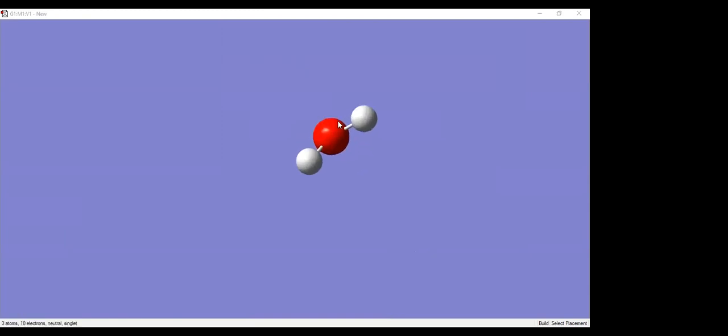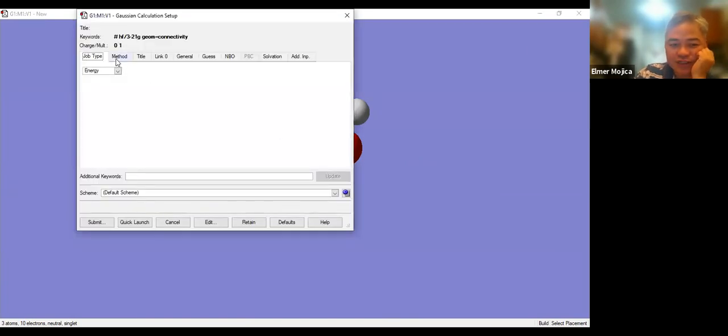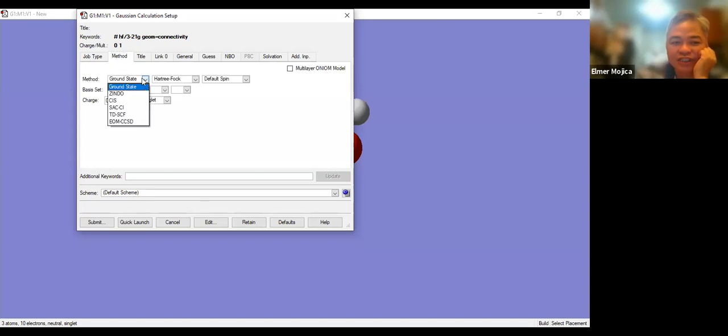Okay. So I want you to see what I will do with this one. So I can do some sort of a calculation. Okay. I put, let's say, some command here. So you see some sort of a calculation setup.